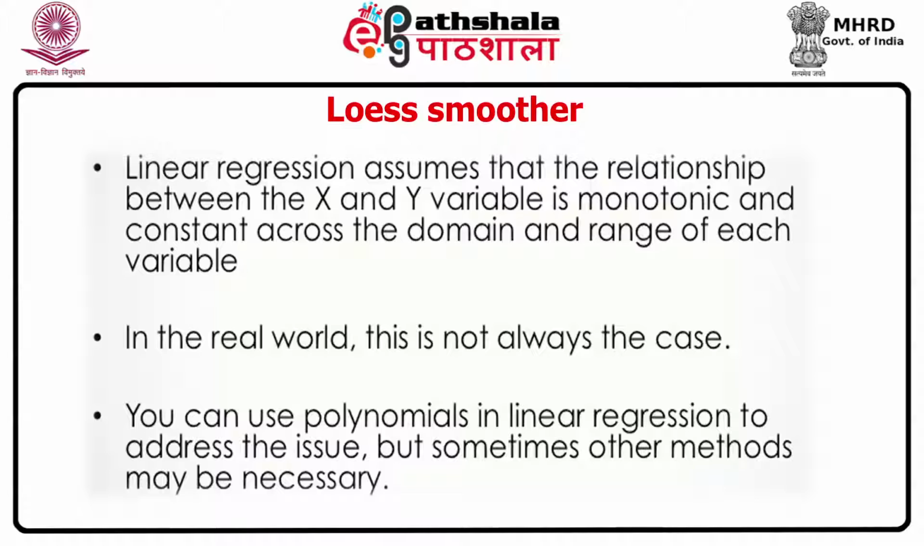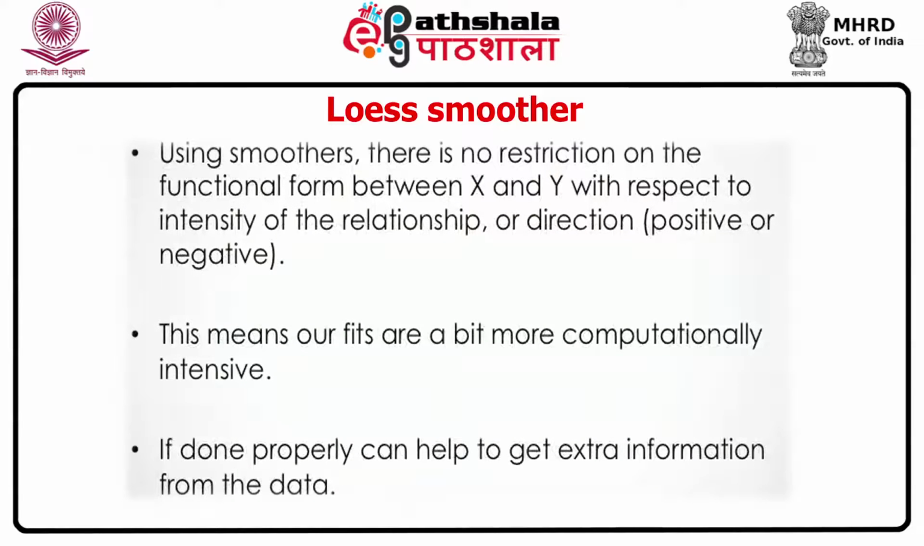To some extent we can address this using polynomials, but as we have seen, polynomials are not always desirable in terms of properties of the model fit. A better generalization is to use the Loess smoother. Now, as with kernel regression, the Loess smoother says that there is no restriction on the functional form between x and y. So the functional form could be anything.